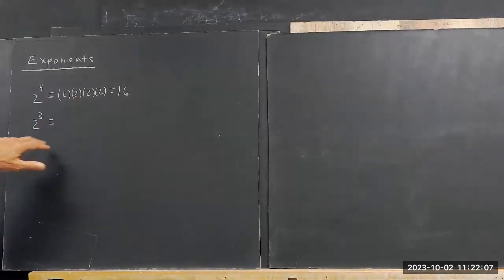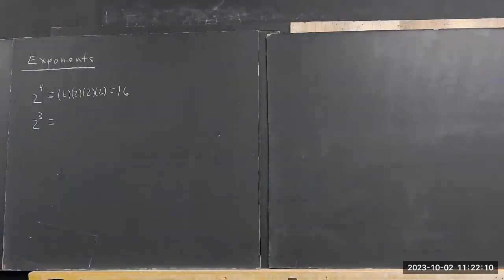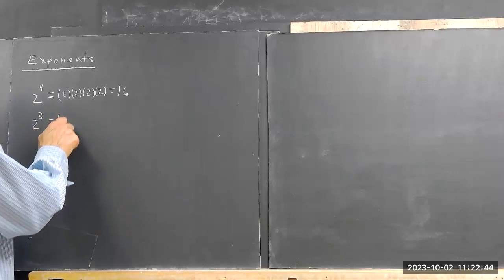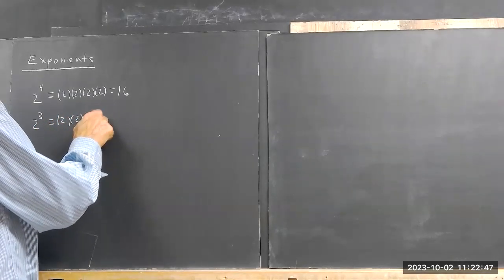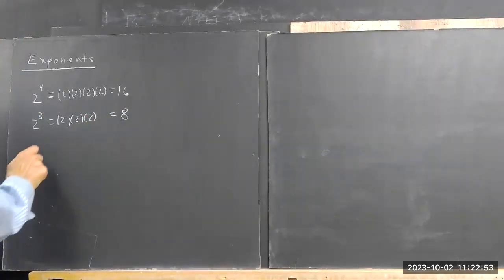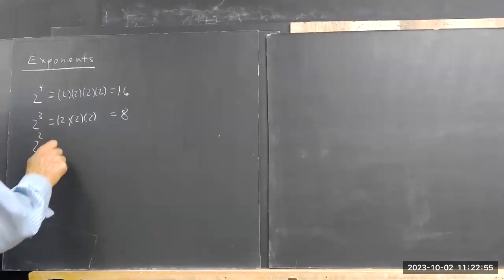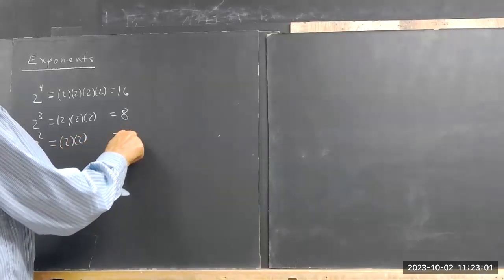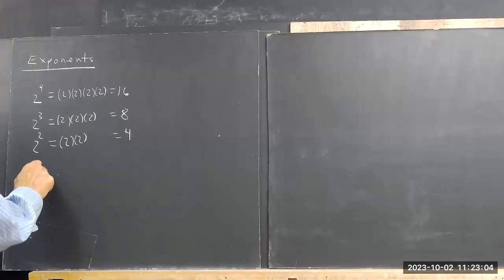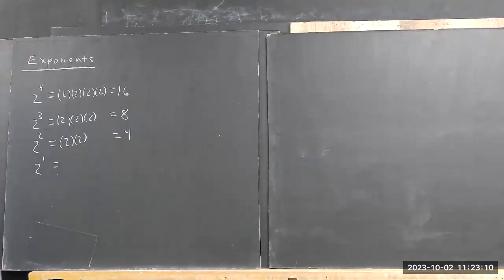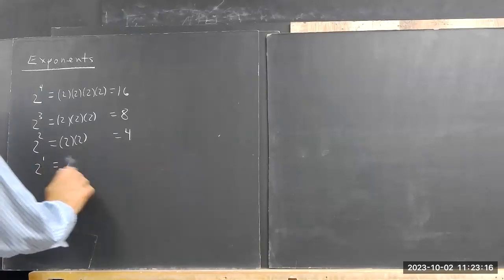Can you write down what 2 to the 3rd would mean? Okay, so 2 to the 3rd means 2 times 2 times 2, which is 8. Well, it follows then that 2 to the 2nd power, or 2 squared, would just be 2 times 2, which is 4. And what would 2 to the first power be? It's 2. Well, let's write it down over here.